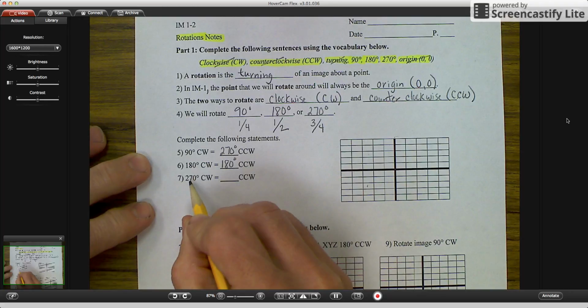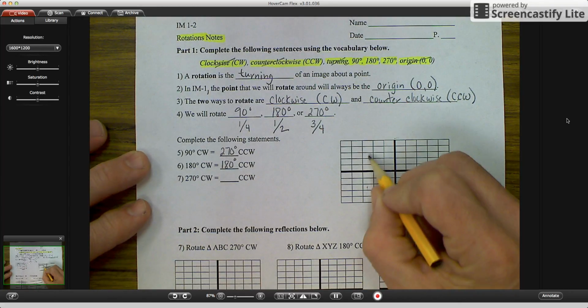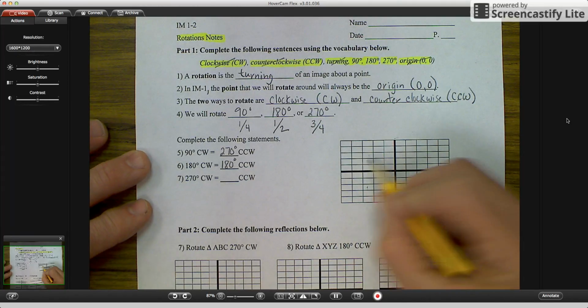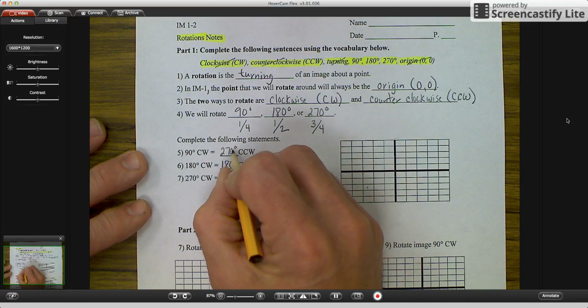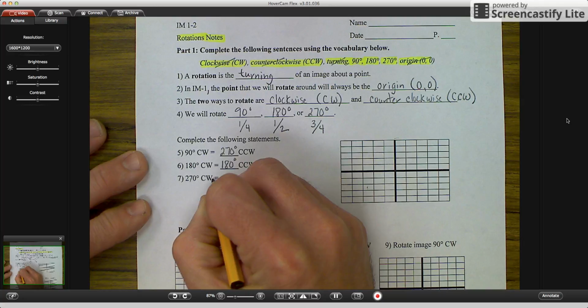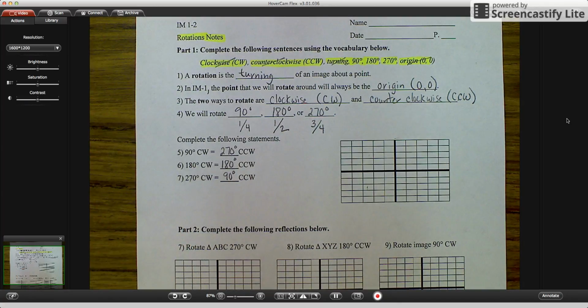And then 270 degrees clockwise would be a quarter of a turn, a half of a turn, 3/4 of a turn. And if we were in quadrant 1, it would be the exact opposite of what we found in number 5. So 270 degrees clockwise would match up with 90 degrees counterclockwise.